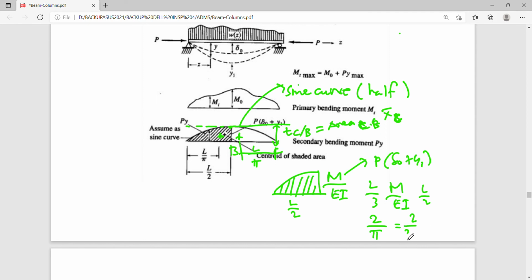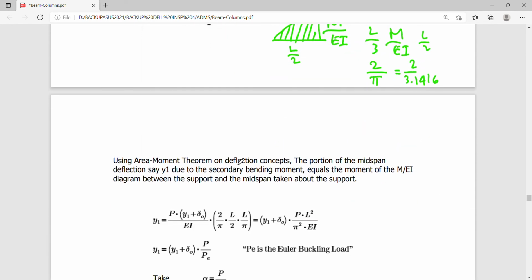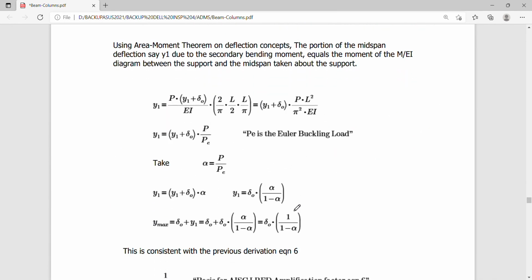So this is 3.1416. That's why you can say that the area for a sine curve is a little bit less than the area for a parabolic curve. So using the area moment theorem, as I've said, this is your M over EI. This is your 2 over pi, the factor, no? And this L over 2 is your length, and L over pi is your moment arm. Okay, so you just multiply that, and you can get this equation here.